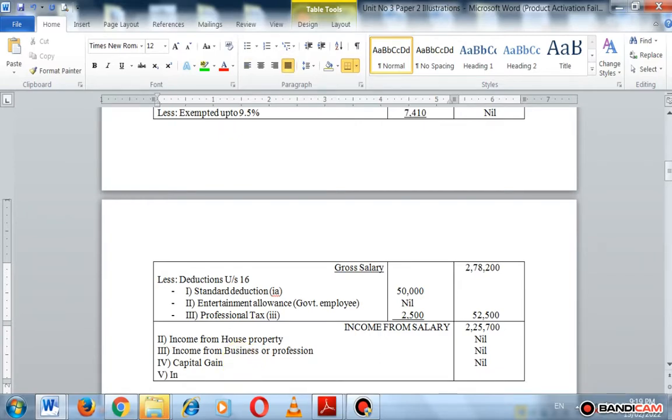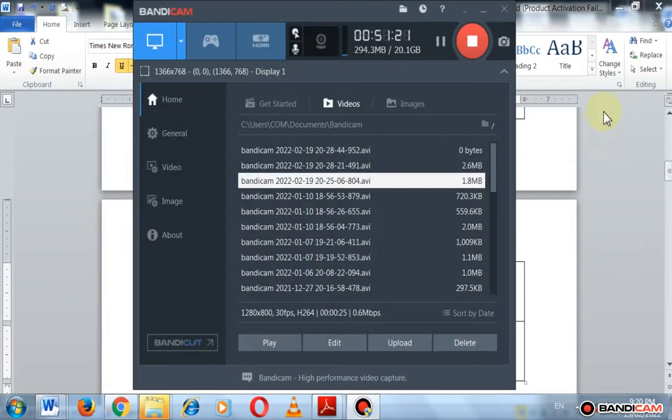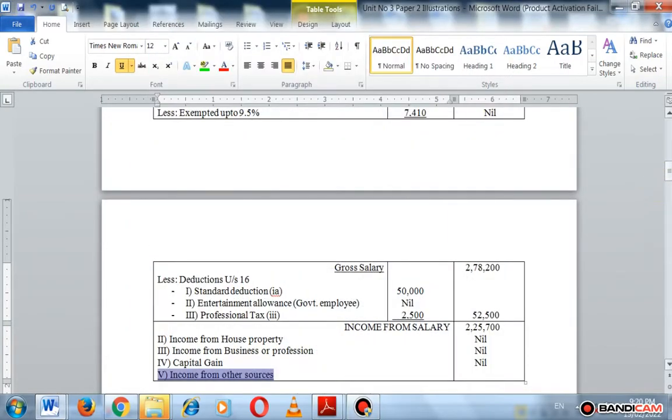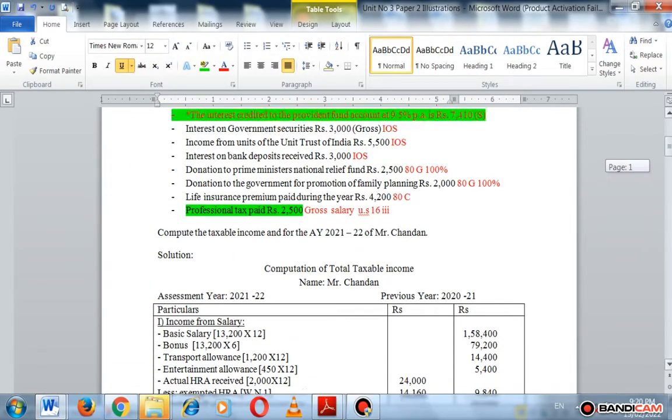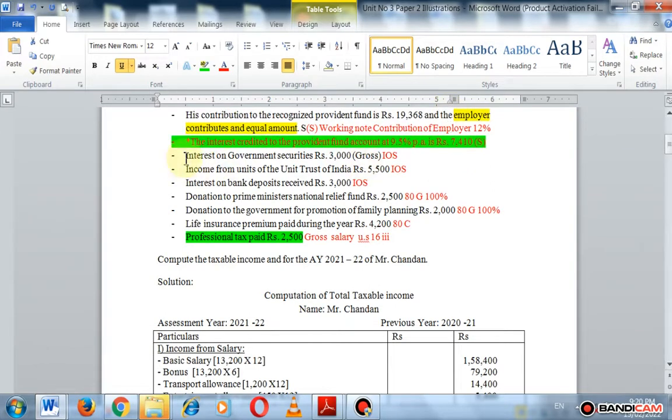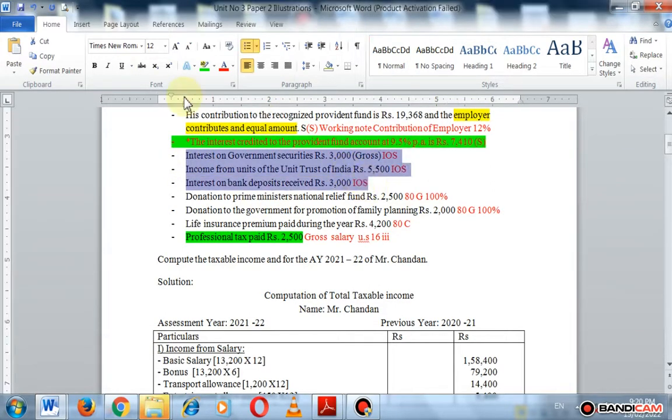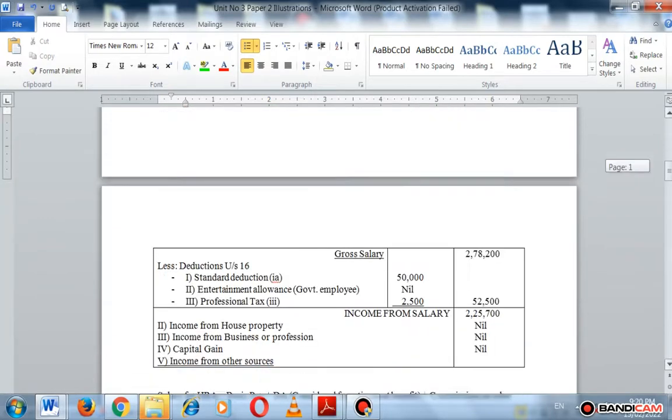Then the last head, income from other sources. Income from other sources is given in the illustration. Okay, so we know the income from other sources here. All these three are income from other sources: interest on government securities 3,000, and so on.